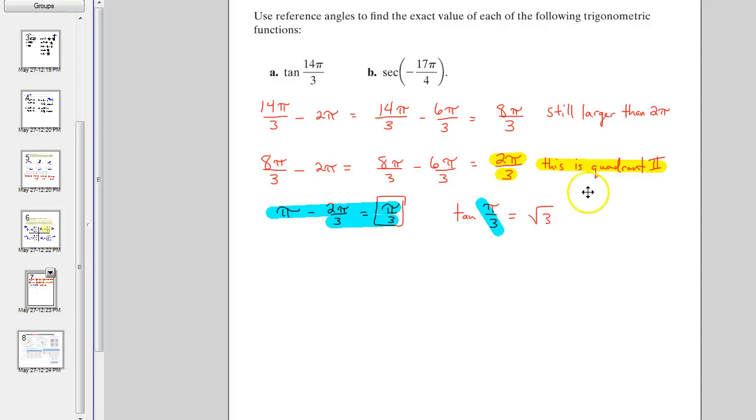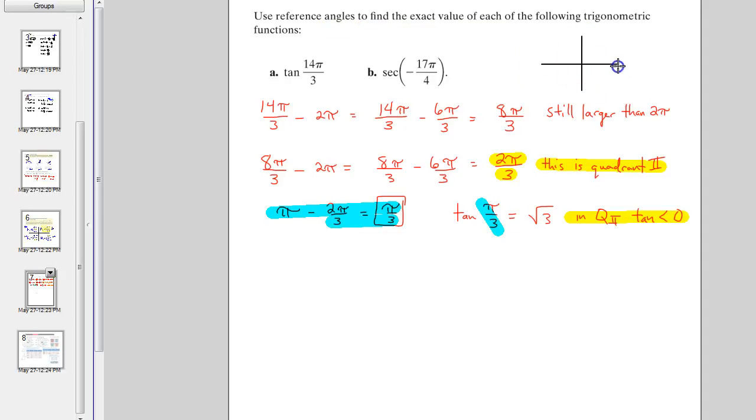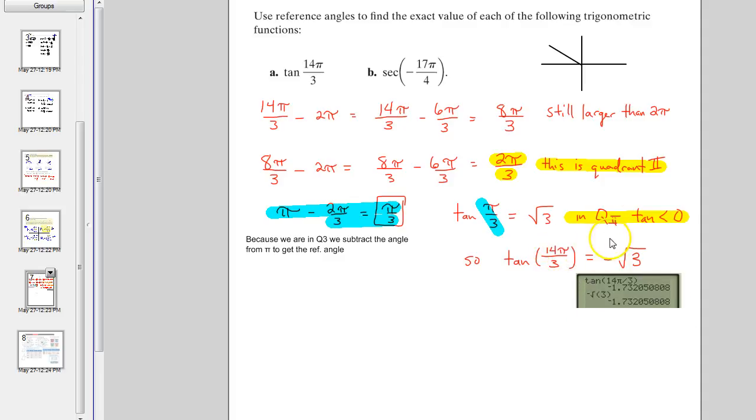Now, we're in quadrant 2. Remember, in quadrant 2, the tangent is negative. Just to visualize it, if we're in quadrant 2, that means our special point's here somewhere. We're coming downhill, and tangent is slope. Slope is negative if you're coming downhill. So our actual value for the tangent is going to be negative square root of 3. And you can verify that with your calculator. Tangent of 14 pi over 3 is that. The negative square root of 3 is that.